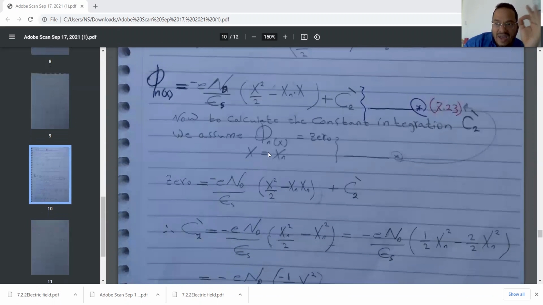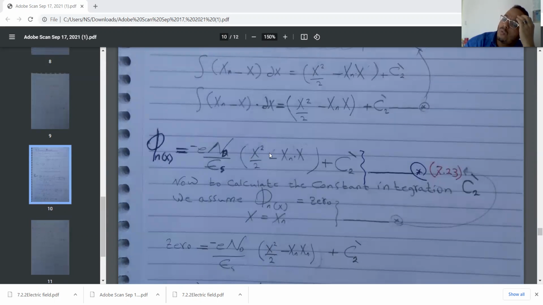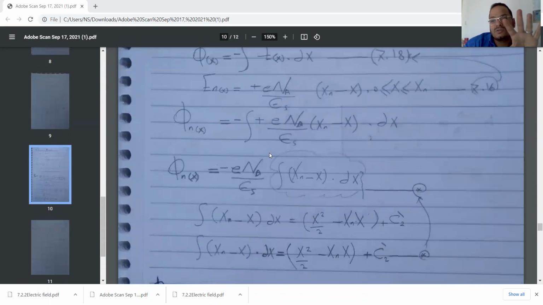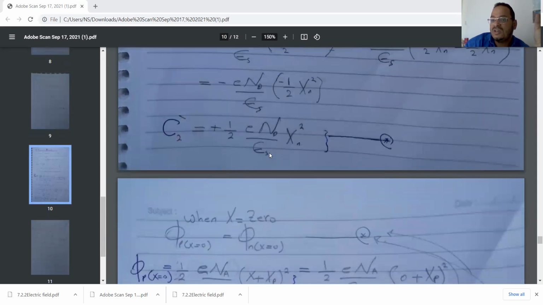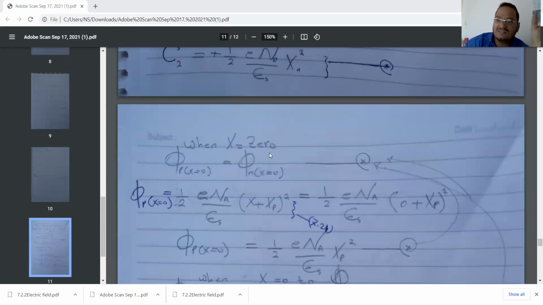It's the same idea as when we were calculating the comparison between E in the N region and E in the P region at x equals 0. The both of them were equal, the same result. Now we apply the same idea, but not with the electric field, with the potential at the N region and P region. When x equals 0, both of them will have the same result, so let's start from the potential at the P region at x equals 0.